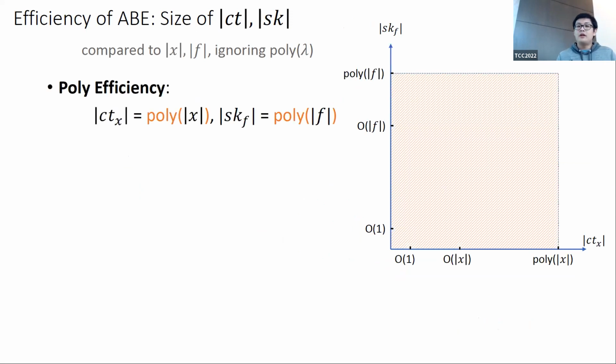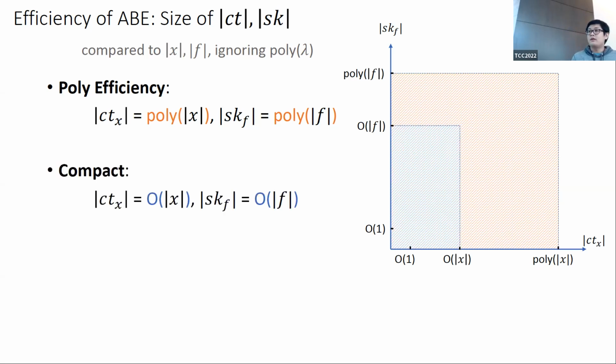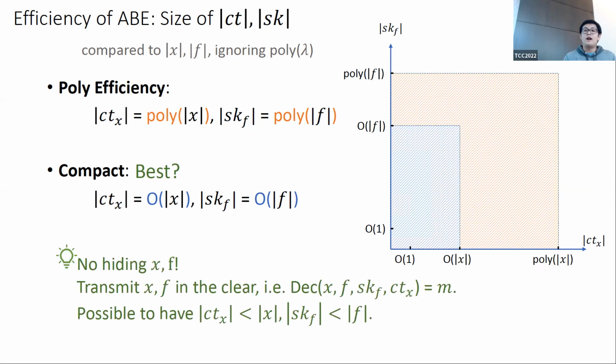A natural requirement is to have ciphertext and secret keys polynomial in the size of X and F respectively. A stronger requirement is to have linear size ciphertext and secret keys in X and F, which is also called compactness. Is compactness the best efficiency we can hope for? It seems so because the decryption algorithm needs access to X and F, which needs to be transmitted through the ciphertext and secret key. But we realize that X and F are not hidden in this scheme.